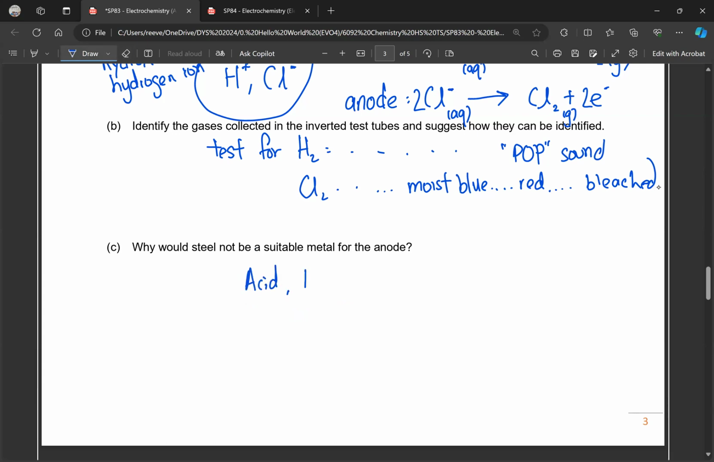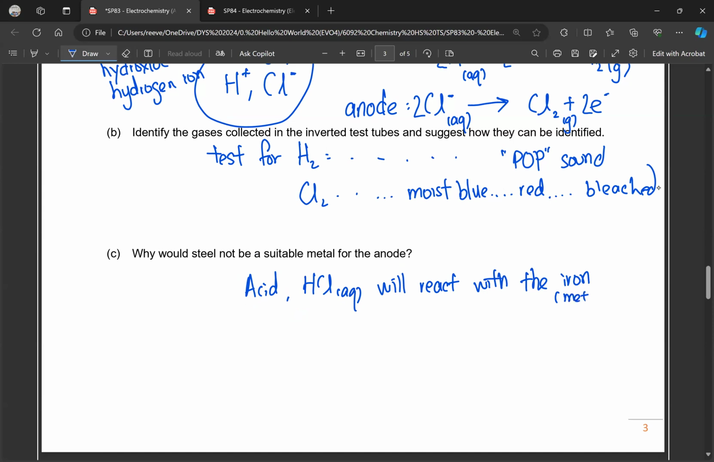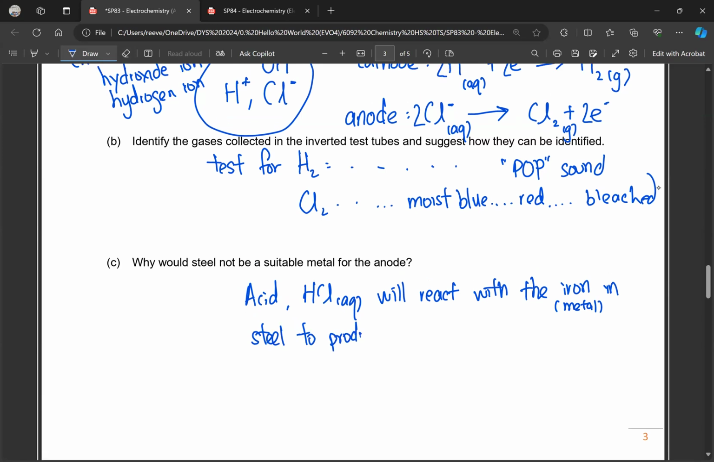This is an acid, this is HCl, hydrochloric acid. It will react with the iron. Iron is a metal. The iron in steel will react to produce iron chloride, FeCl3, and hydrogen gas. Okay, acid reacts with metal.